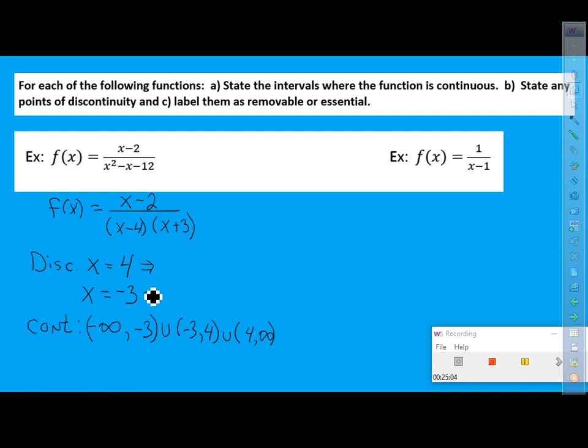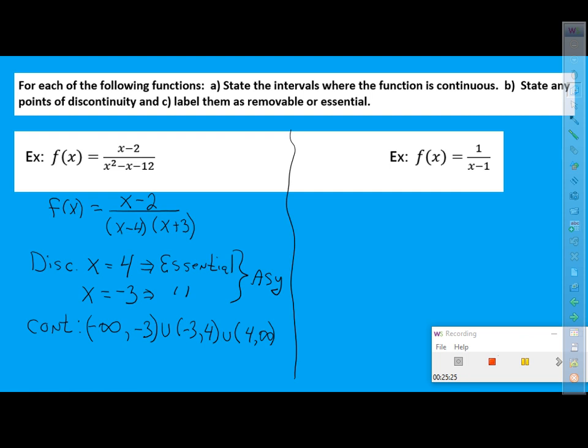So at these 2 points where it's discontinuous, I know I have an essential discontinuity. It also means that graphically I'll have asymptotes at those points. So that's all there is, guys. Factor it, see if it divides out. If it divides out, we call it removable. If it doesn't divide out, it's essential. Removable means there's a hole. Essential means there's an asymptote.